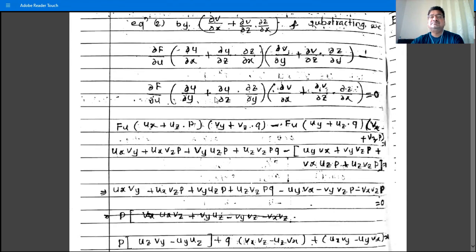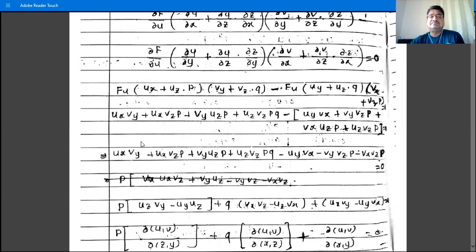Then the next step is what? ∂f/∂u means f suffix u, ∂u/∂x means u suffix x, ∂u/∂z means u suffix z, and ∂z/∂x means small p. So ∂v/∂y, ∂v/∂z, substituting in another notation, ∂z/∂y is small q. Similarly, ∂f/∂u is f suffix u, then this is u_y, u_z, ∂z/∂y is q, v_x, v_z, and ∂z/∂x is p, is equal to 0.